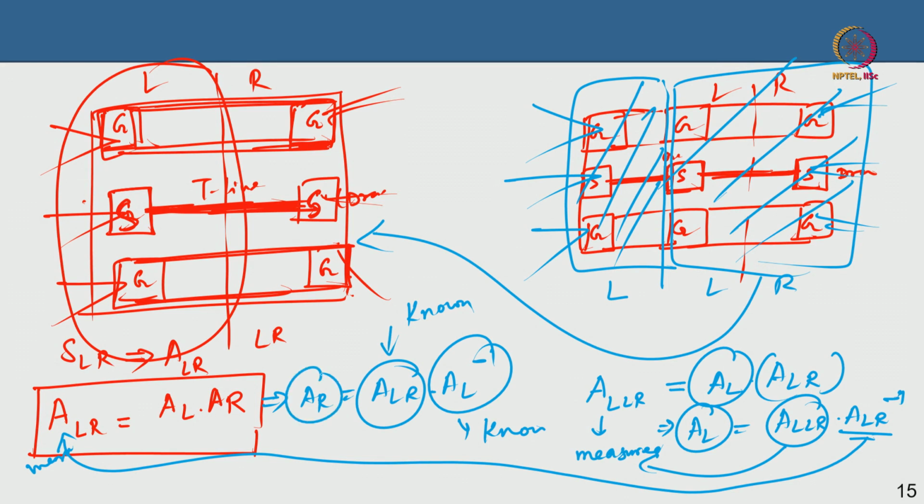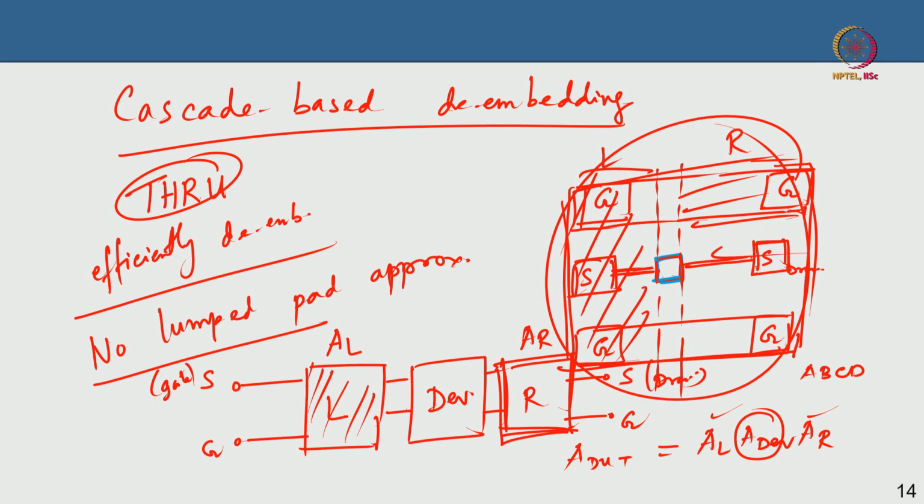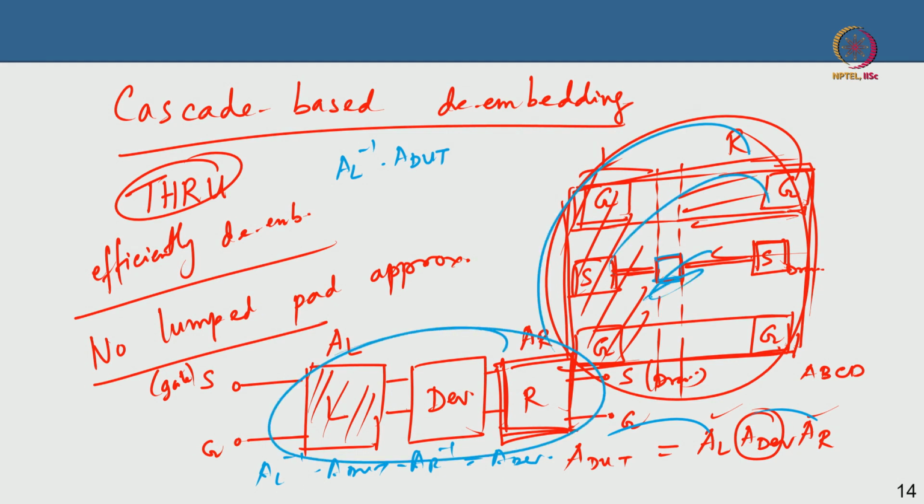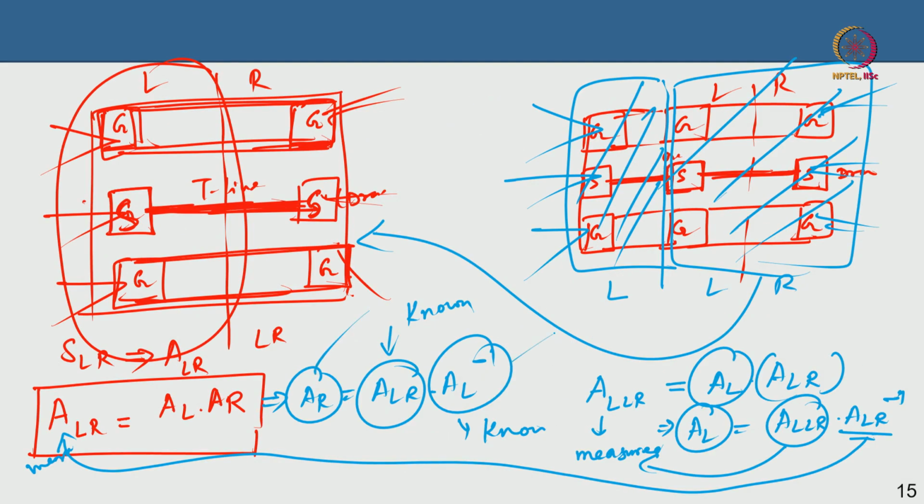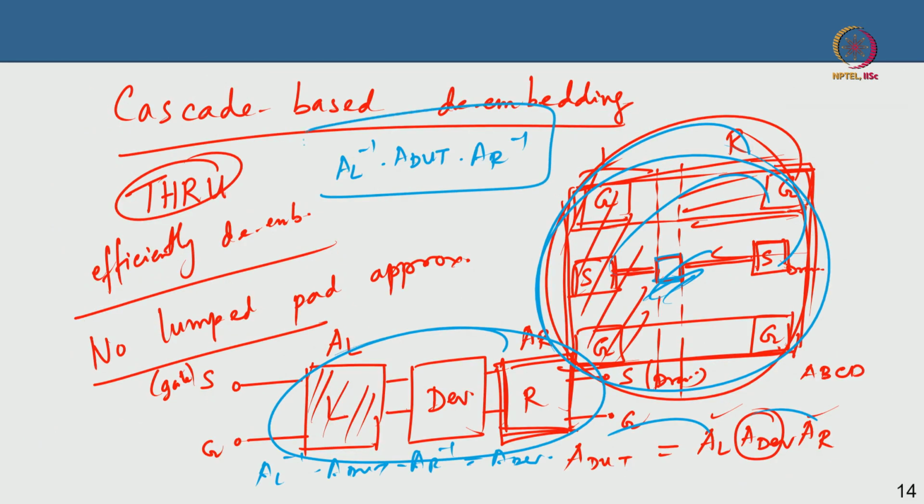Once I get A_R, I go back to the previous slide. What I do is I take it on the other side. So A_L inverse into A_DUT into A_R inverse is equal to A_device. I will write it again here: A_L inverse into A_DUT, which is the measured, the actual device essentially with all the pads, into A_R inverse. A_L and A_R I get from here, as I already talked about. You take the inverse matrices, and this will give you the ABCD matrix of the device.